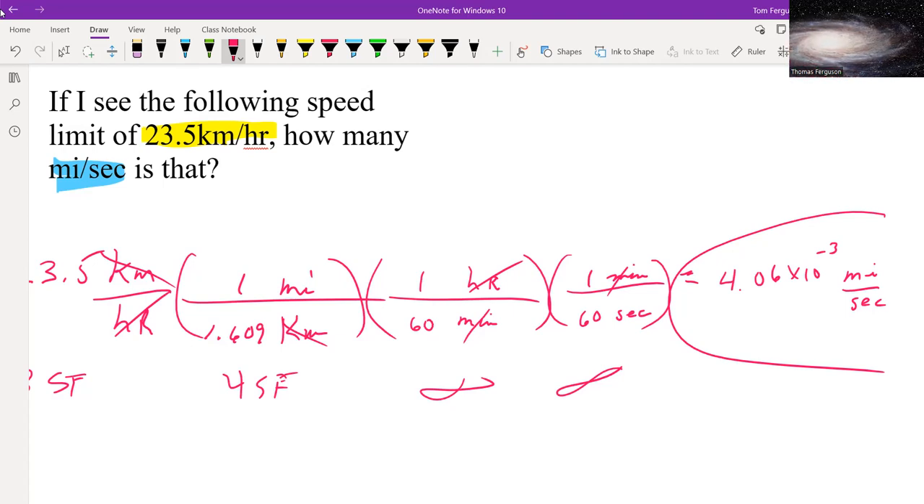We're going from fraction to fraction. Two problems. This one gets us to miles. These two get us from hours to seconds. So you're going to see examples of all four of these on DryLab 2.